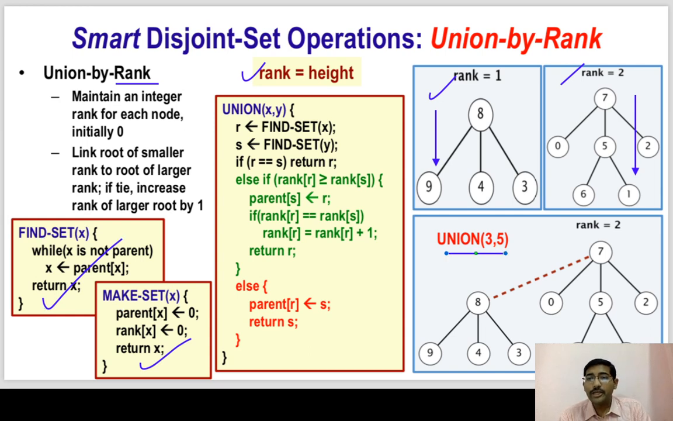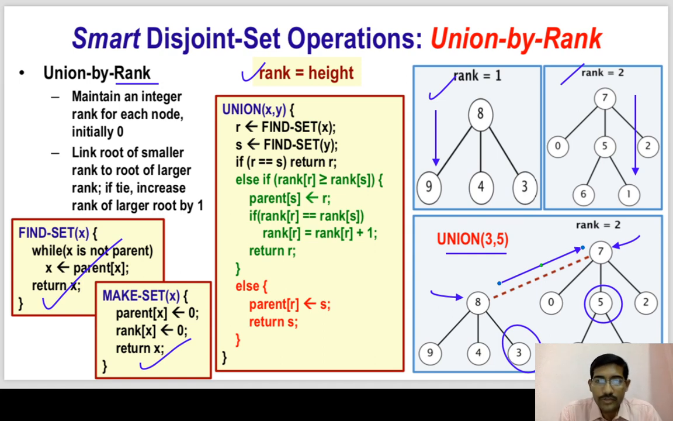If we try to make a union of 3 and 5, we first see where 3 and 5 reside. We find that 3 resides in the set represented by 8 and 5 resides in the set represented by 7. Now instead of union by size, we are doing union by height or rank. So the root of the smaller height disjoint set will be pointed to the root of the bigger, longer height disjoint set. So 8 is pointed back to 7. This is what union by height does.